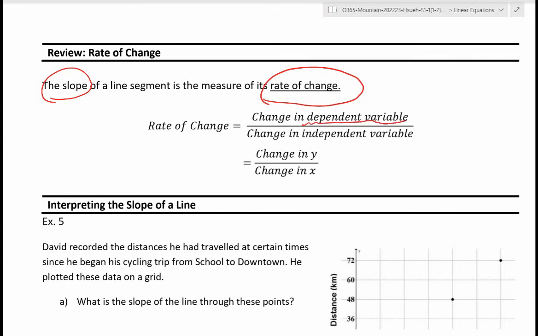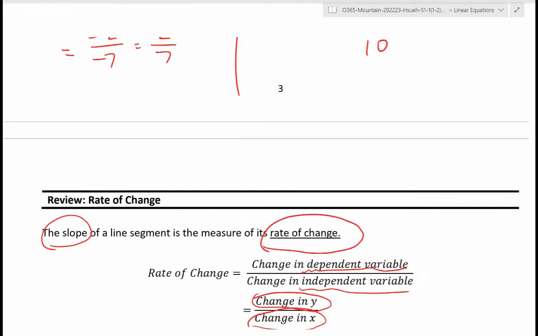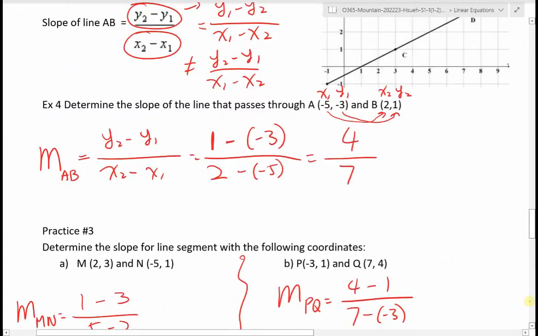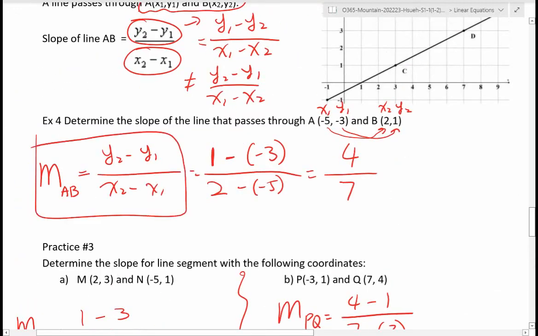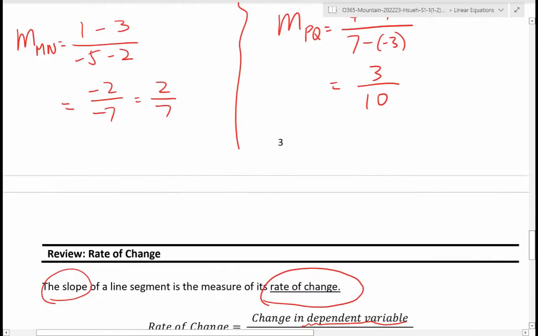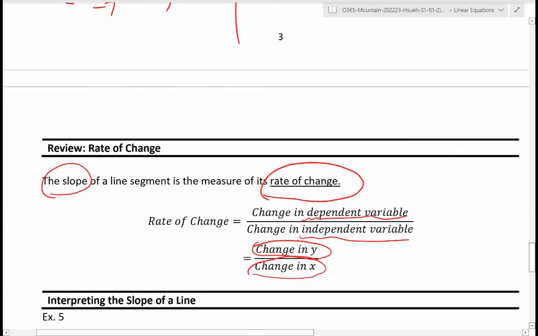The dependent variable is the y value, and the independent variable is the x. Therefore, the change in dependent variable is really just the change in y, and the change in independent variable is just the change in x, which is exactly what we talked about here. Slope is change in y divided by change in x, and that's why it's the slope.